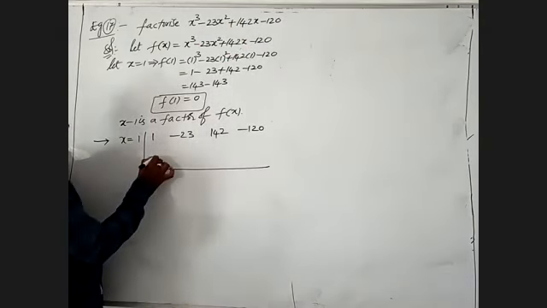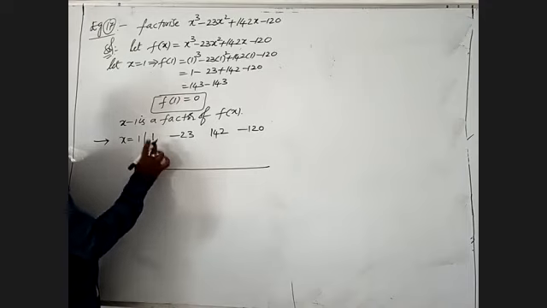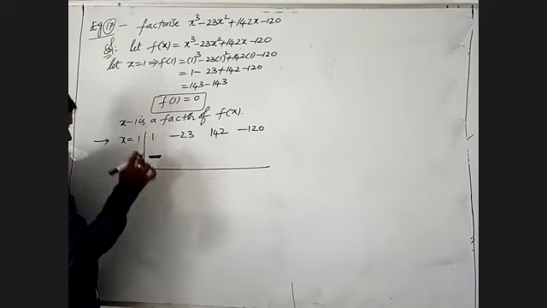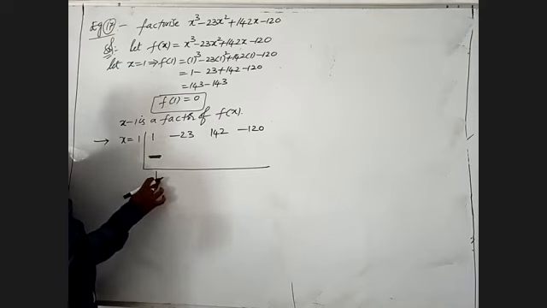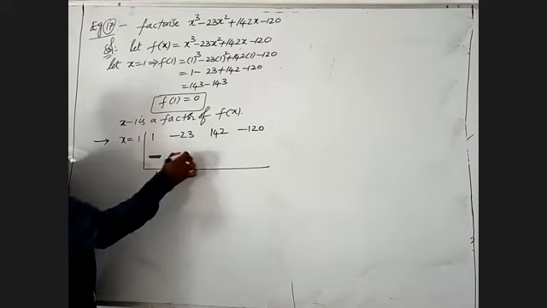First I will take the blank in this place. 1 we have to write in this place, 1. Then we have to multiply it with this. 1 into 1 will become 1.